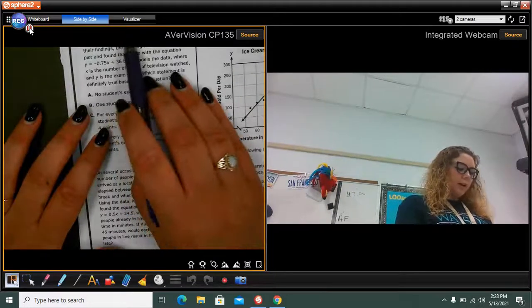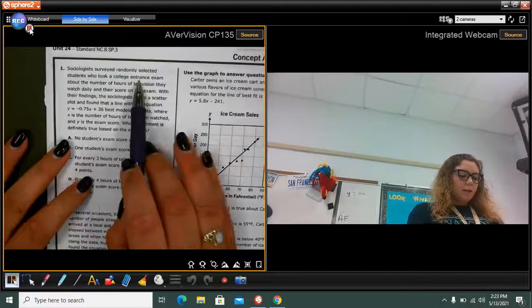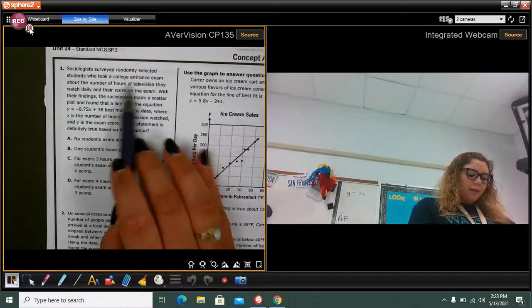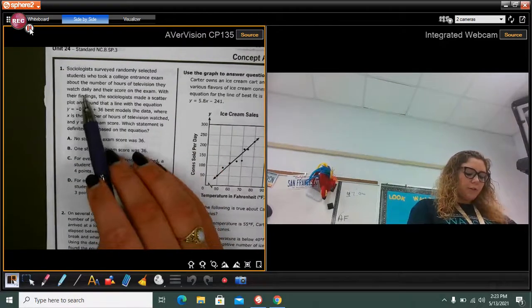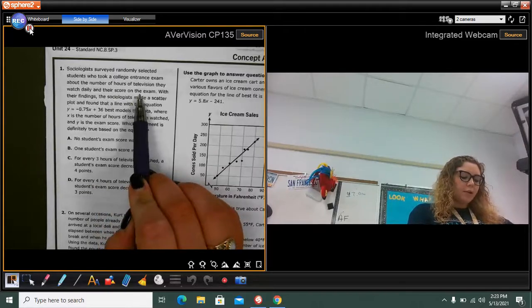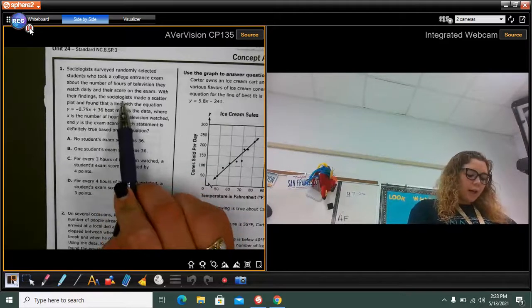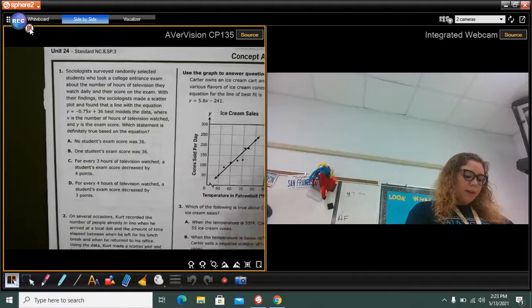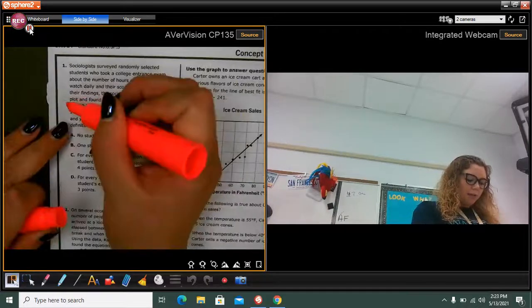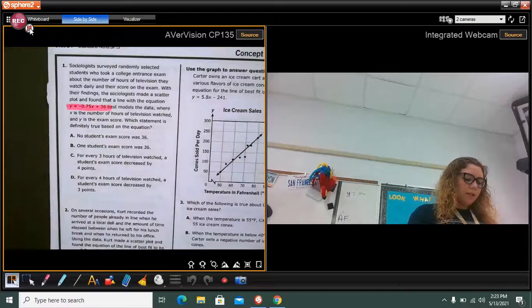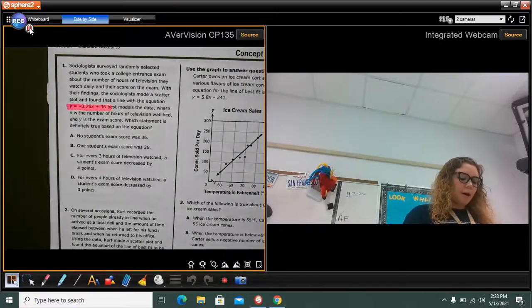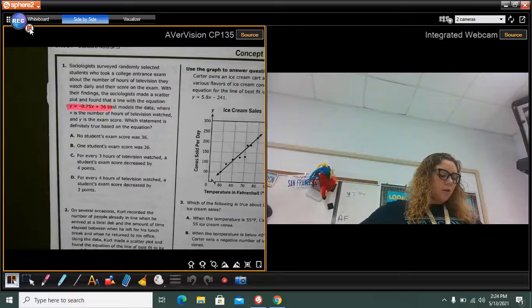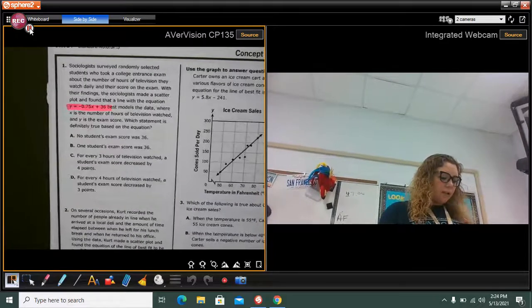Colleges surveyed randomly selected students who took a college entrance exam about the number of hours of television they watched daily and their score on their exam. With their findings, a sociologist made a scatter plot and found that the line with the equation y equals negative 0.75x plus 36 best describes the data, where x is the number of hours of television watched and y is the exam score. Which statement is definitely true based on the equation?